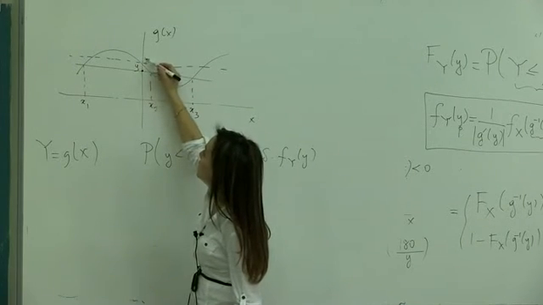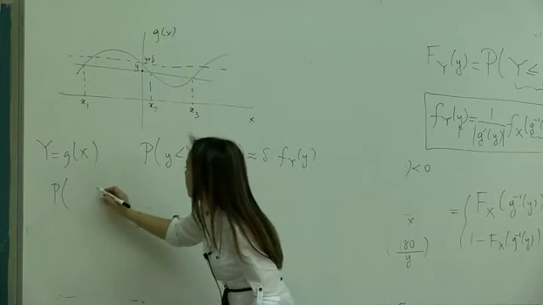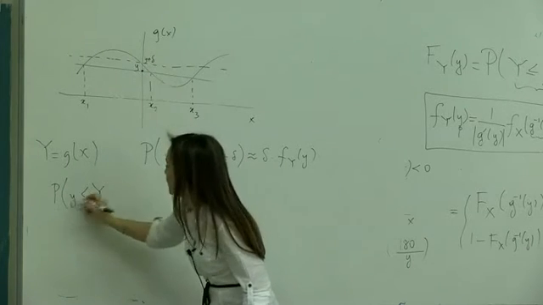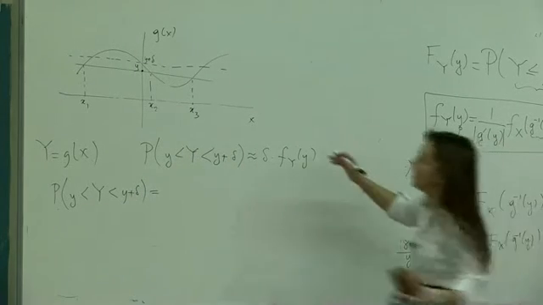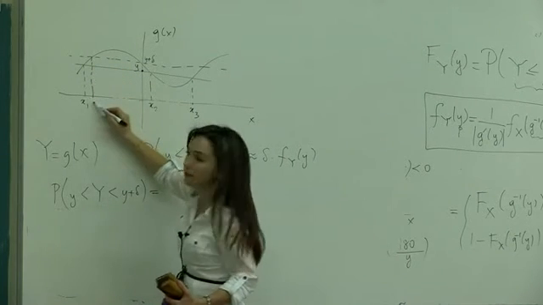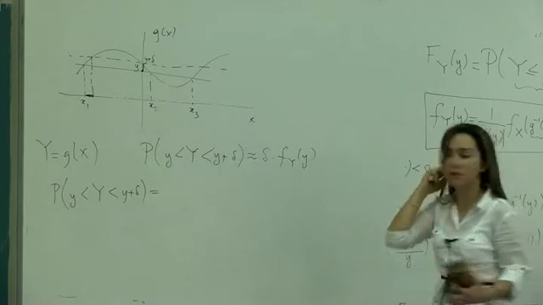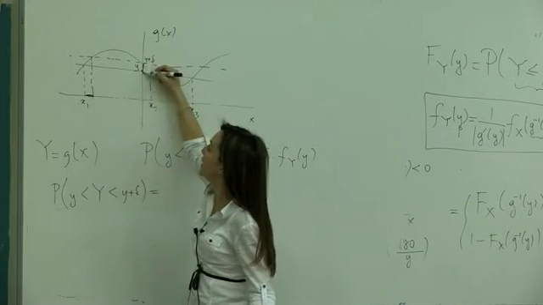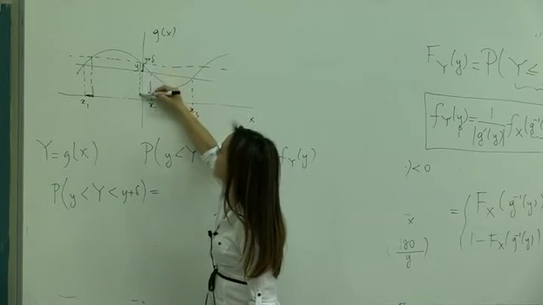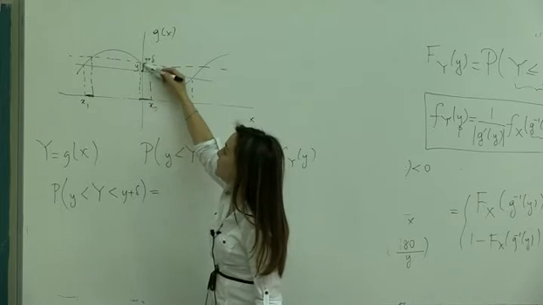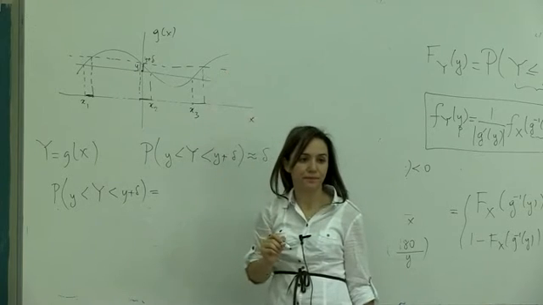So suppose this is y plus delta. Now, the probability that y is in this window from y to y plus delta corresponds to x being where? X is either here, because this region corresponds to this region under the mapping. These values of x are mapped to these values of y. Also, let me sketch this. These values of x are mapped to these values of y. And finally, these values of x are mapped to these values of y.